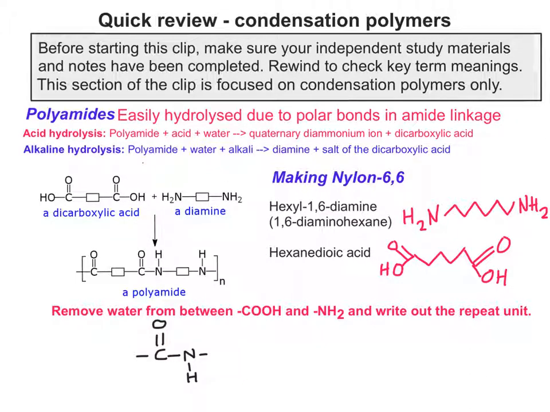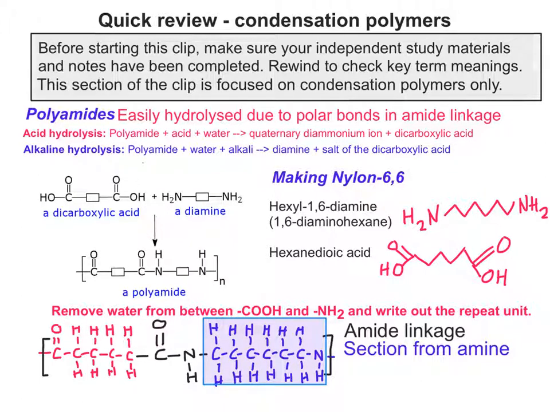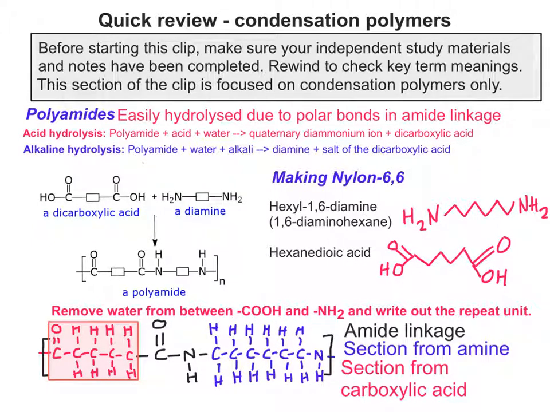So the way I do it is to write out the amide link first of all. That allows me to visualize what comes off on either side, such as these two. Now I can replace them with the carboxylic acid and the amine that we're dealing with. So we get our repeat unit looking something like this. So we have our amide linkage, the section of our repeat unit from the amine, and finally in red the section from the carboxylic acid.